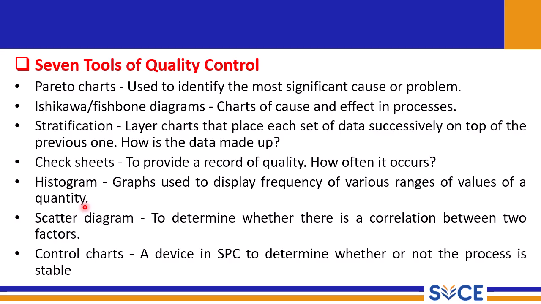Histograms are another tool, used to represent a graph which displays the frequency of various ranges of values of quality. Scatter diagram determines whether there is a correlation between two factors. Control chart is a device to determine whether or not a process is stable. So these are some important tools. In the upcoming slides, we will be discussing these in detail.